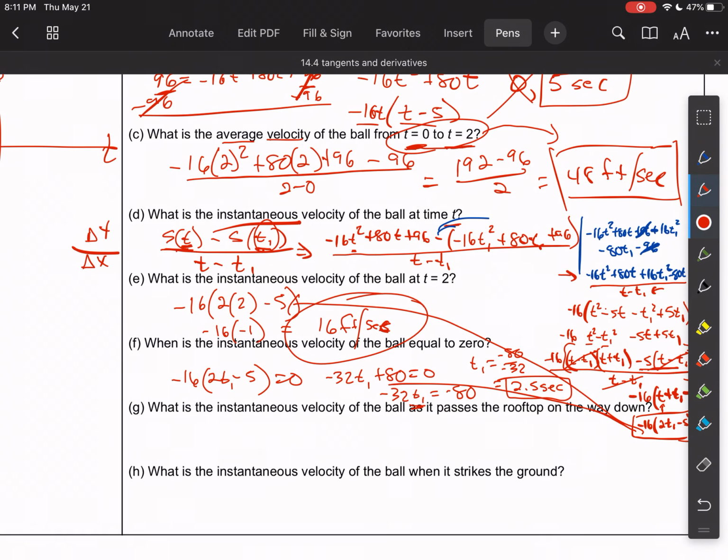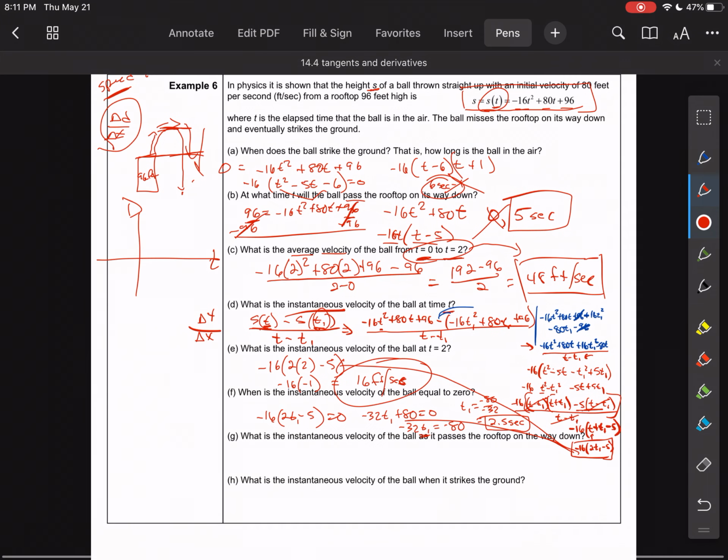Okay, so then G says, what is the instantaneous velocity of the ball as it passes the rooftop on the way down? Okay, so we need to figure out when this happens, right? When did it cross here? But luckily, earlier in this problem, we did that. It says, at what time will the ball pass the rooftop on the way down? We said 5 seconds, so we're just going to evaluate this at 5. Negative 16 times 2 times 5 minus 5.